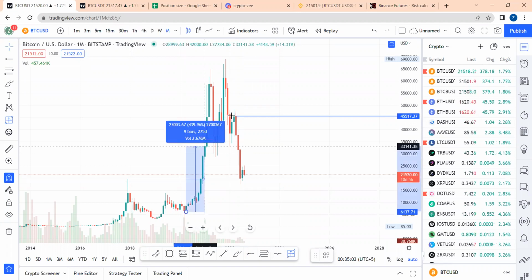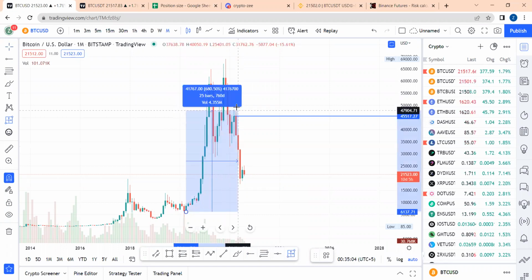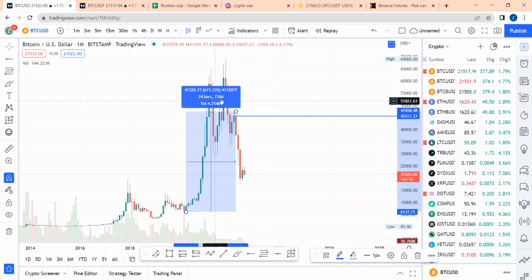So look at this move. It took how many days? 730 days. It was a bull market of 730 days. And we are just tired by how many days?